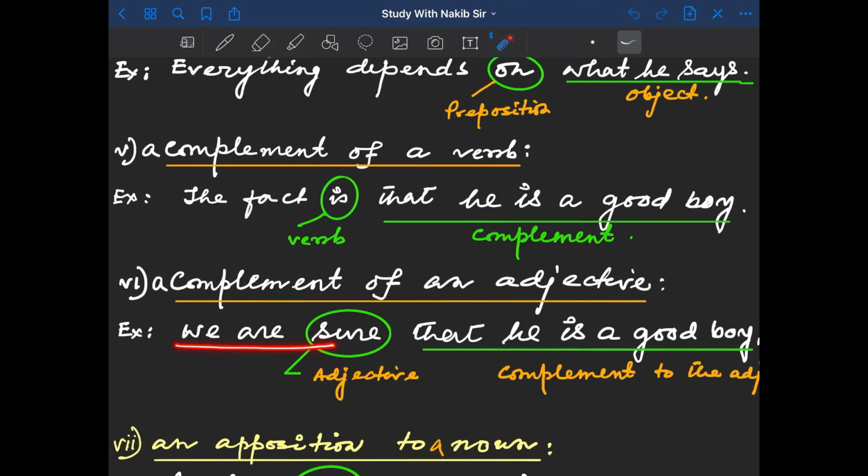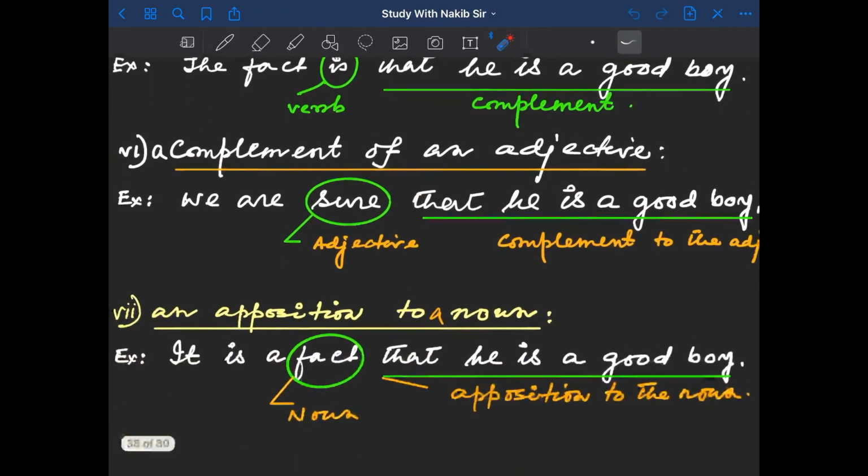We are sure. Sure is an adjective. Give the stop here: I am sure... The sense of sure remains incomplete, and then comes "that he is a good boy." This part will complete the incomplete sense of the adjective sure. For this it is called a complement to the adjective sure. So "that he is a good boy" is a subordinate clause working here as a complement, and it is a subordinate noun clause.